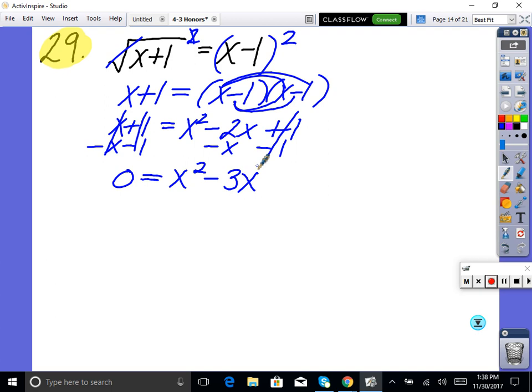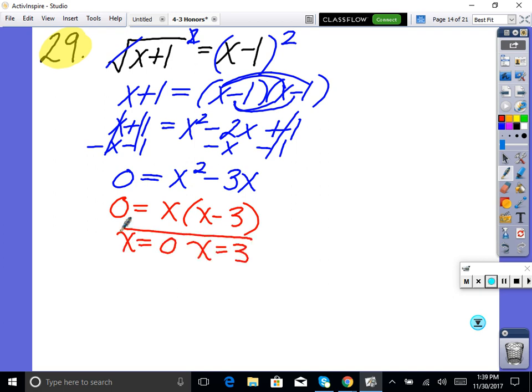Let's solve by factoring. Why? Because this is an easy one to factor. In fact, we'll always solve by factoring if we can. So we'll pull out an x, won't we? So x minus 3, linear factors means we can set each of those equal to 0 and solve. So we get x equals 0 and x equals 3.